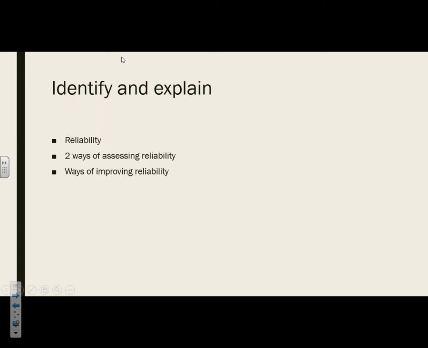Okay. Identify and explain reliability, 2 ways of assessing. So define reliability, identify 2 ways, and explain how you would assess reliability and ways of improving reliability. Pause the video.